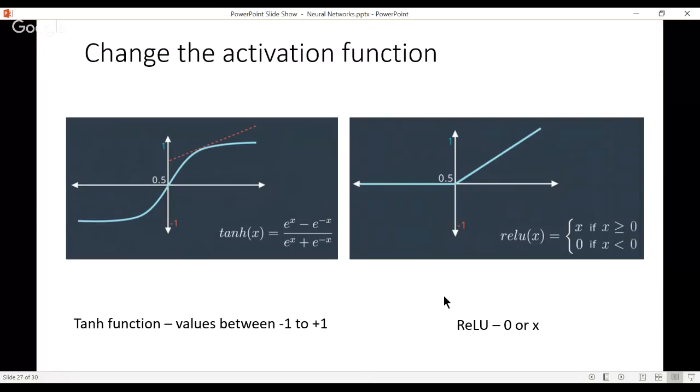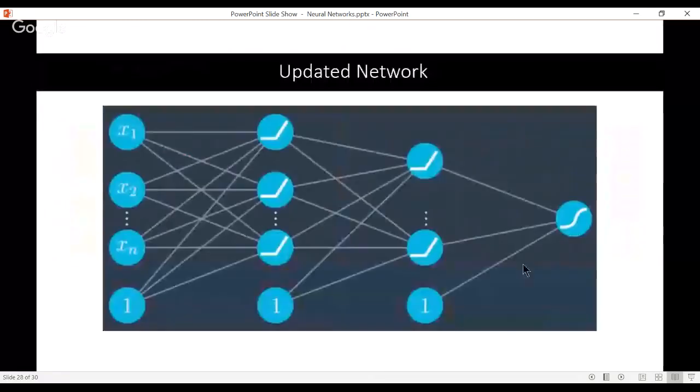People who have been practicing deep learning for some time know that we mostly use ReLU in the hidden layers, and we use other activation functions, tanh, softmax, or sigmoid, for the output layer. So this is how an updated network will look. You don't use sigmoid in the hidden layers, and you use sigmoid here if it's a binary classification. You will use softmax for multiple classification.